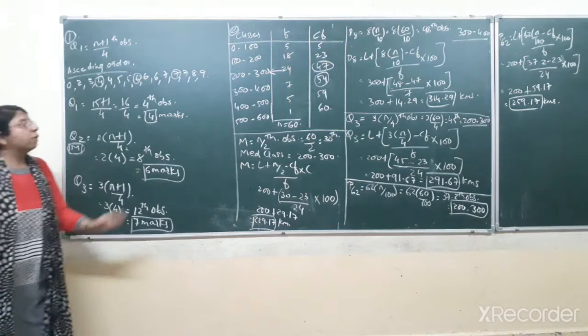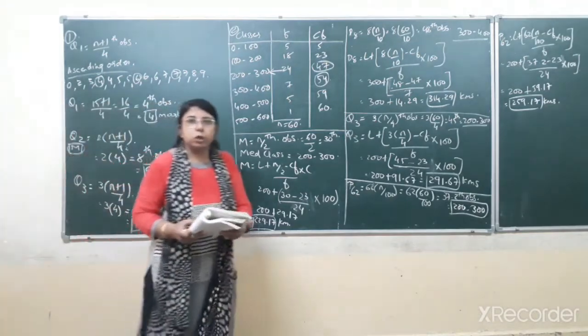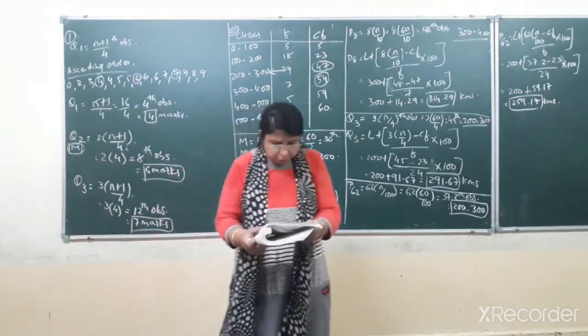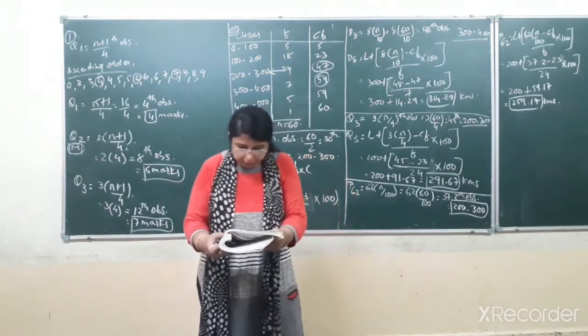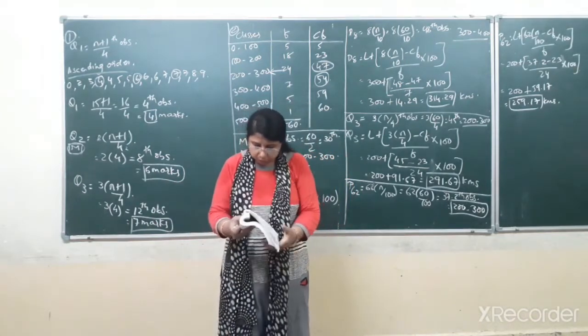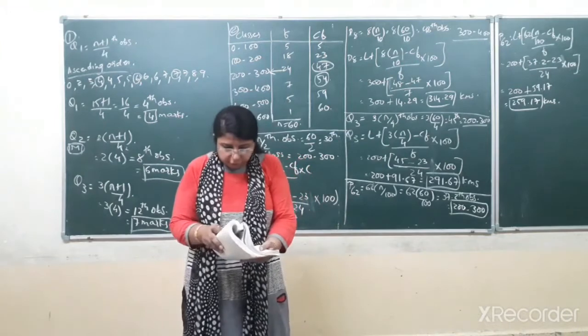Now after completing the first sum, we'll be moving on to question number 2. Let us read the question. The following table shows data about the distance travelled in kilometers by a salesman on different days.